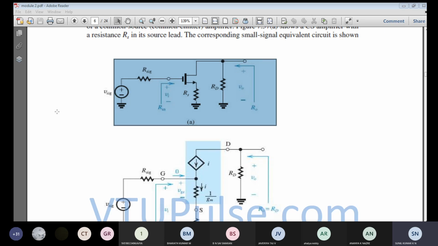So I can write this as a T equivalent model. Why is it T equivalent? You can see this is like a T model. So this is used for MOSFET analysis.